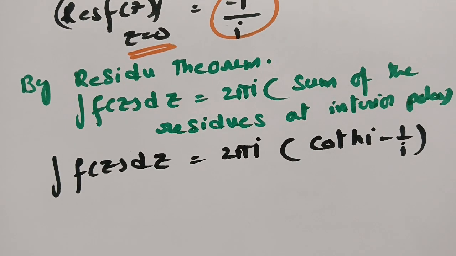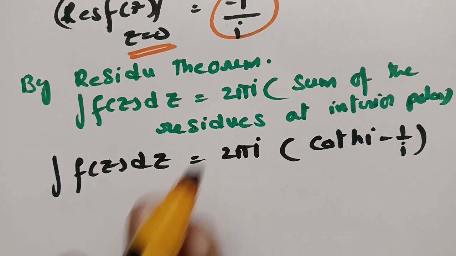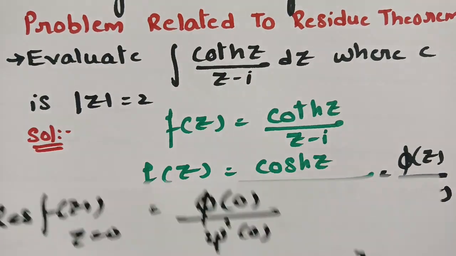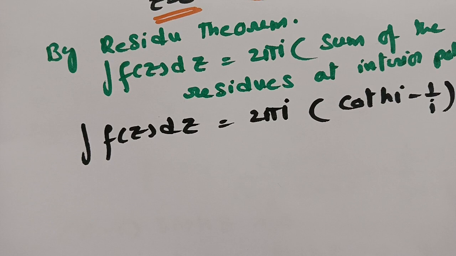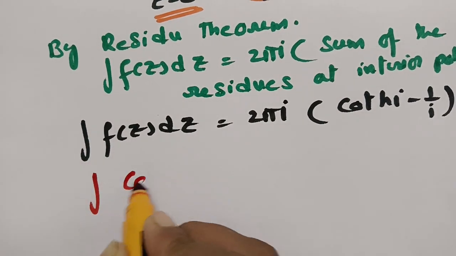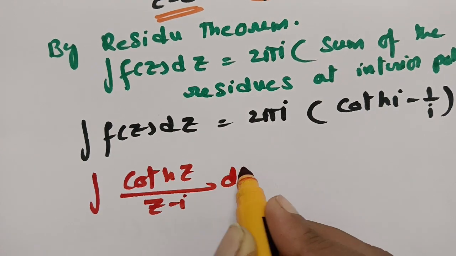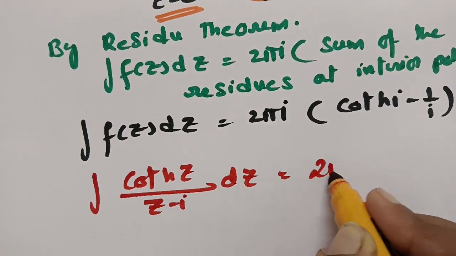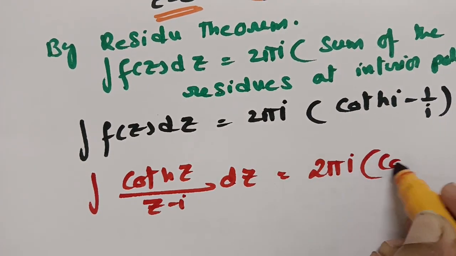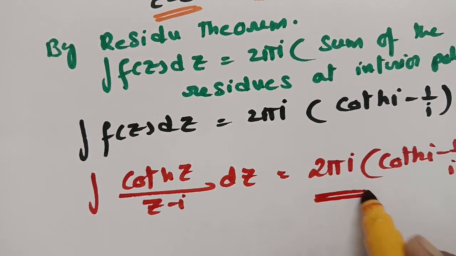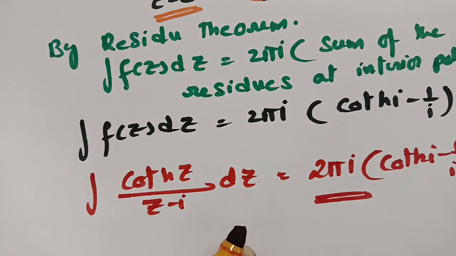And what is our f of z? So f of z value is nothing but cot z by z minus i. Therefore integral of cot z by z minus i into dz value is nothing but 2 pi i into cot i minus 1 by i. So this is the value which is needed.